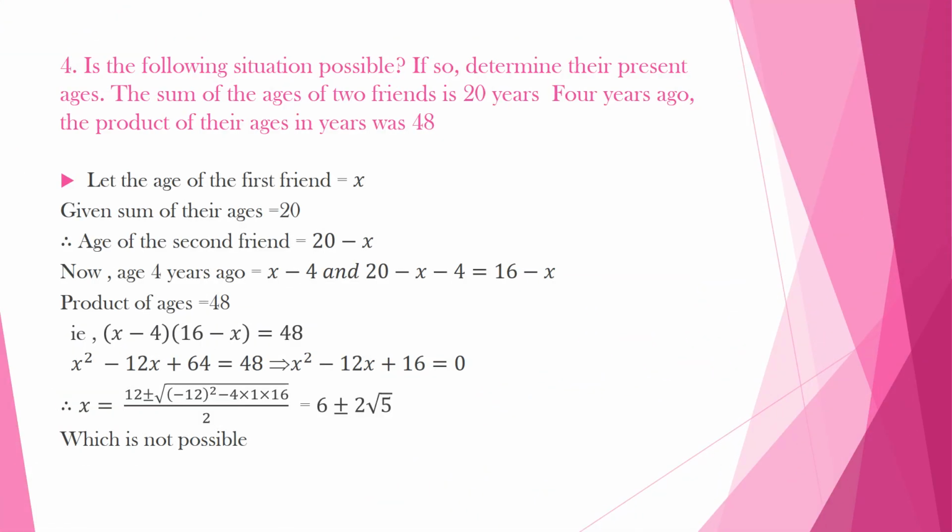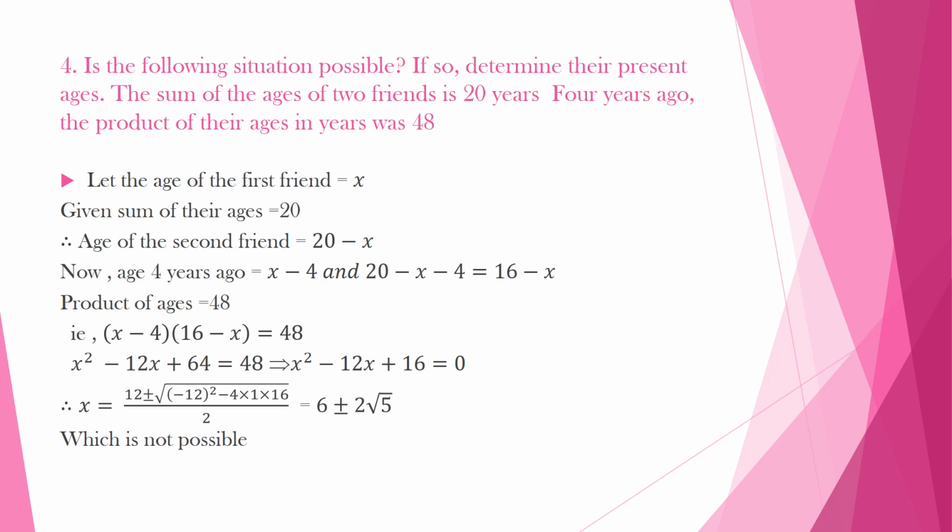Is the following situation possible? If so, determine their present ages. The sum of age of two friends is 20 years. 4 years ago, the product of their ages in years was 48. In this question, age of both friends are not given. So let us assume age of the first friend is equal to x. And as it is given sum of age of two friends equal to 20, we can take age of the second friend is 20 minus x.